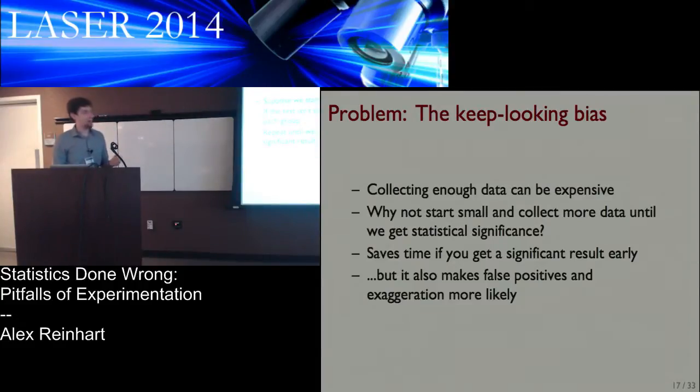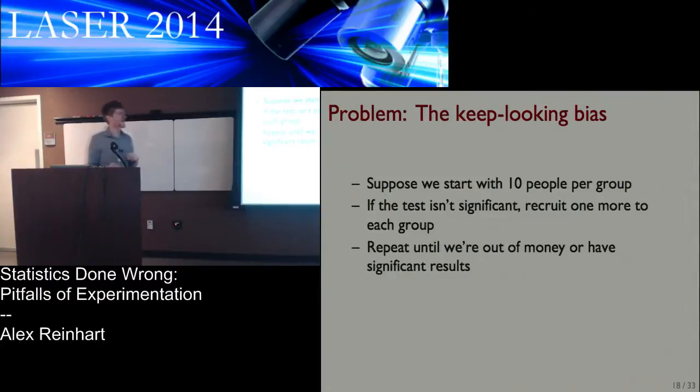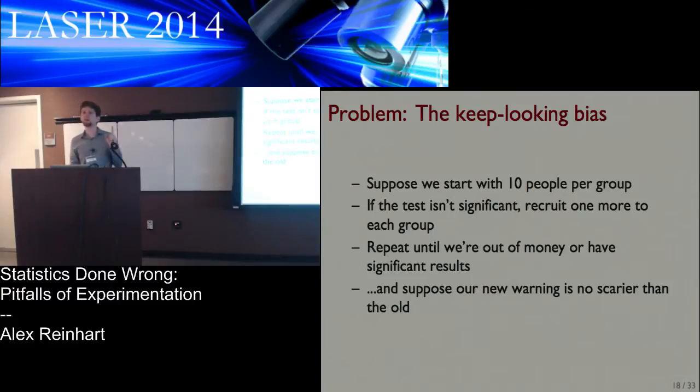And to see that, let's look back at that malware study, the malware warning study. Suppose instead of 200 people per group, like I said we needed, suppose we started with 10, because that's nice and easy. And if the test isn't statistically significant, we recruit one more person to each group. And we keep doing that until we get a statistically significant result. Or, it's gotten too expensive, we run out of candy bars to give the test subjects. Whatever. Conference deadlines tomorrow, we have to publish. And suppose, for the sake of argument, that the new warning that we're using actually is no better than the old one. It's not scary enough to convince the users not to click through. So suppose there's no actual true difference to be found in our study.